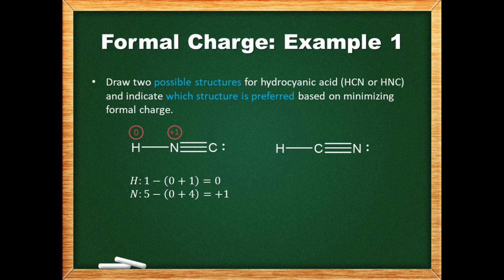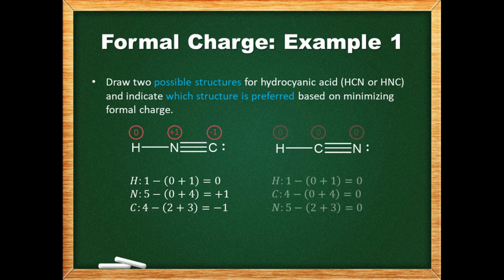Moving next to nitrogen, we subtract 4 from 5 because we have 5 valence electrons and 4 lines or bonding pairs around the nitrogen. It has no lone pairs. We end up getting a formal charge of positive 1 on the nitrogen. The carbon has 4 valence electrons and 2 lone electrons and 3 bonding pairs around it, so it receives a formal charge of negative 1.